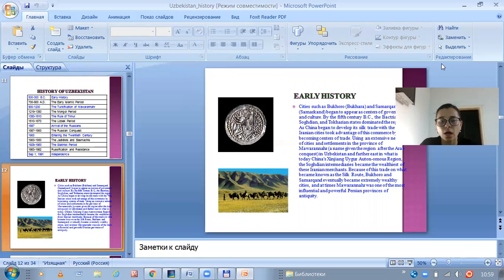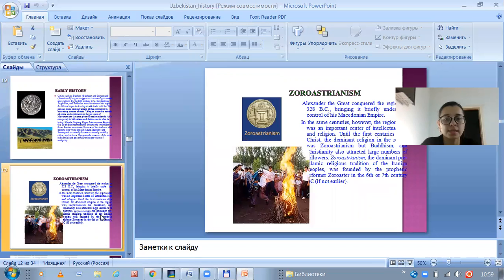Sogdian intermediaries became the wealthiest of these Iranian merchants. Because of the trade on what became known as the Great Silk Road, Bukhara and Samarkand eventually became extremely wealthy cities. At times, Mawarannahr was one of the most influential, powerful Persian provinces of antiquity. Zoroastrianism. Alexander the Great conquered the region, bringing it briefly under the control of his Macedonian Empire.